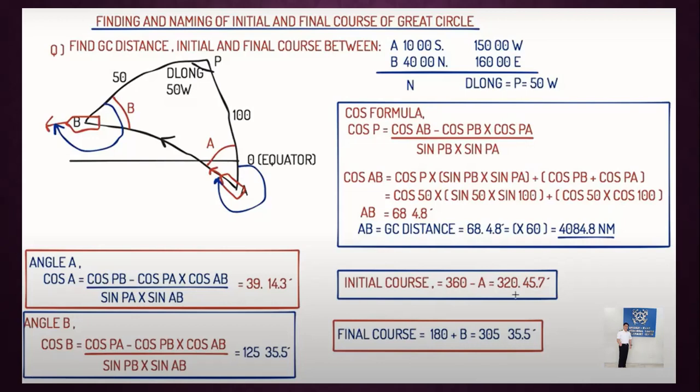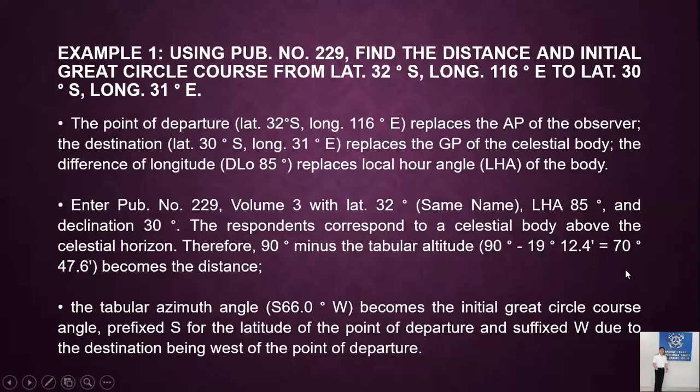Okay, I hope you have followed my instructions very well. Now let's move on to the use of the Nautical Publication 229. This is a sight reduction table which I have attached on your canvas. All the volumes there from 00 degrees to 90 degrees.